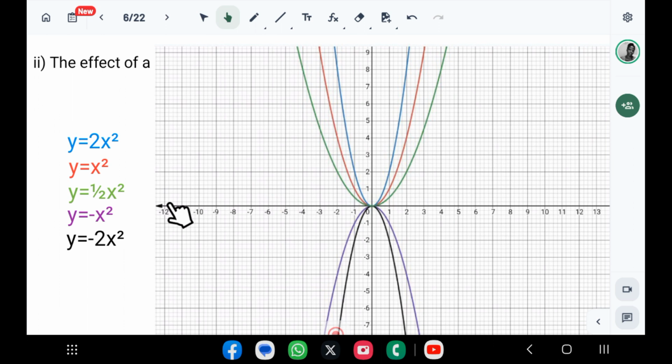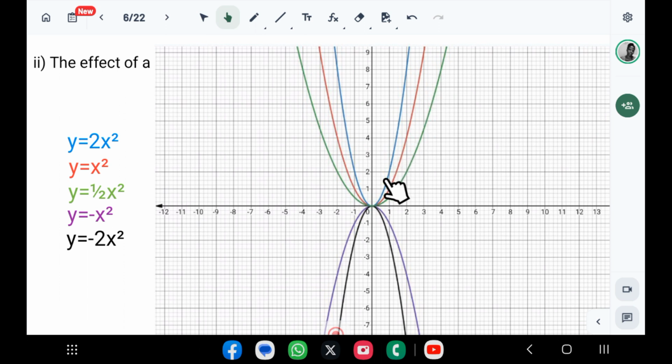Now what happens when A is multiplied by a factor? For example, when A equals 2 and you get y equals 2x². What happens is that your graph now reaches milestones sooner. So where you had y equals 1, it is multiplied by 2 and it gives you 2. So it gives you a thinner graph that lies right inside the graph of y equals x².